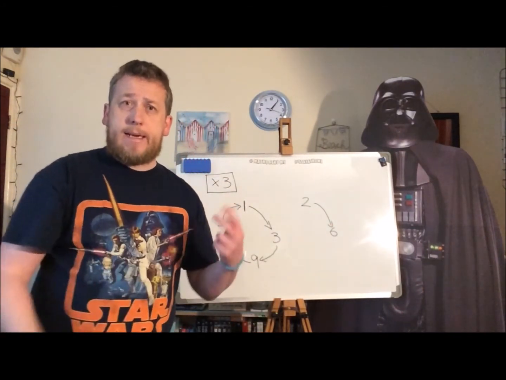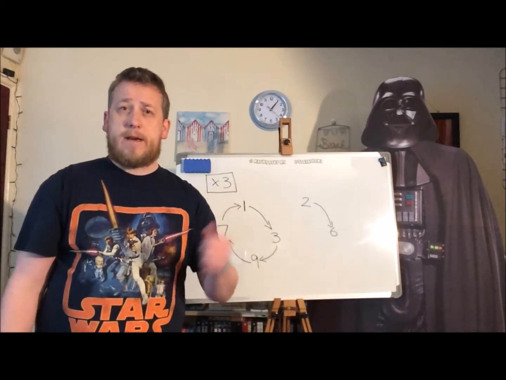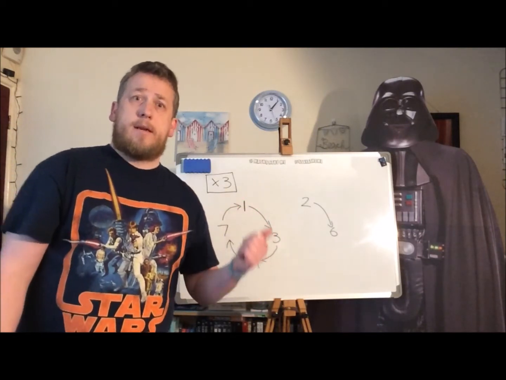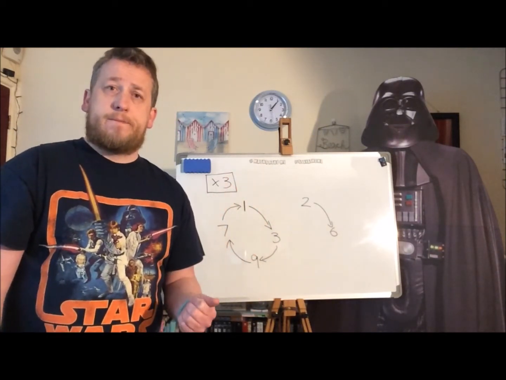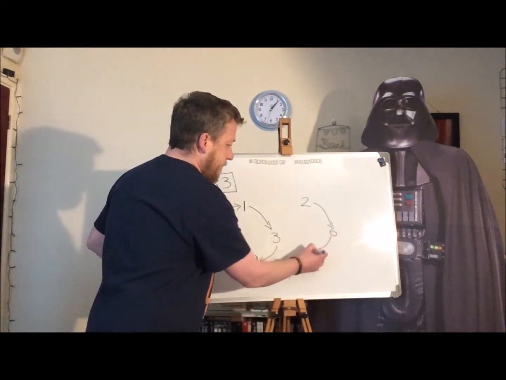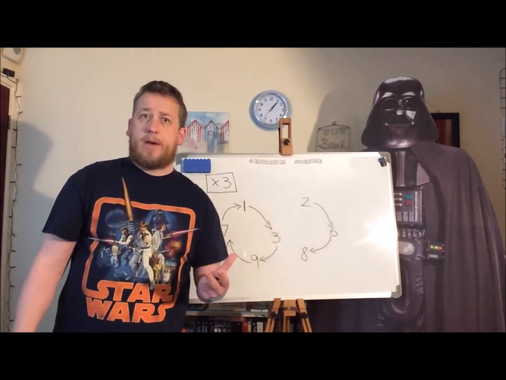So what about any number ending in 6? Multiply that by 3. 6 multiplied by 3, 6 lots of 3, is 18. So what does 18 end in? It ends in an 8. Okay, again we're creating another loop.